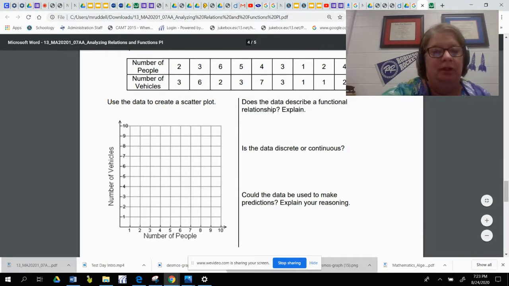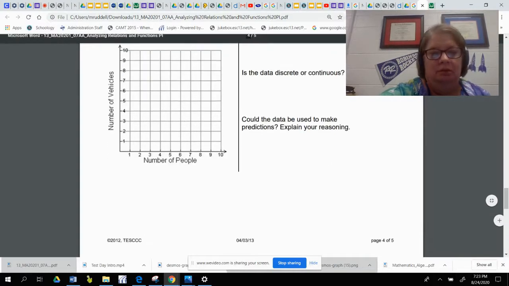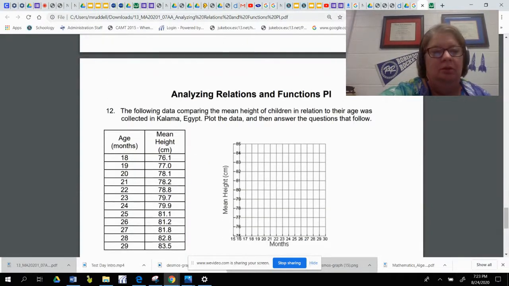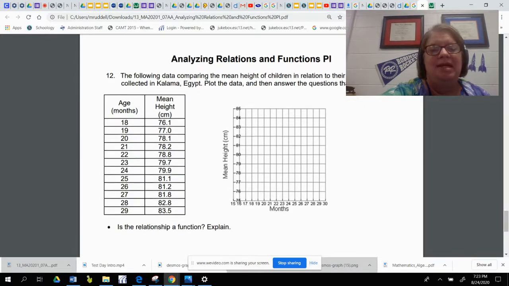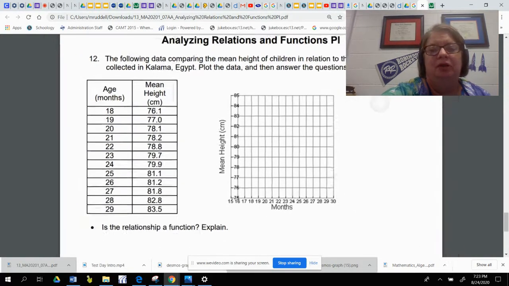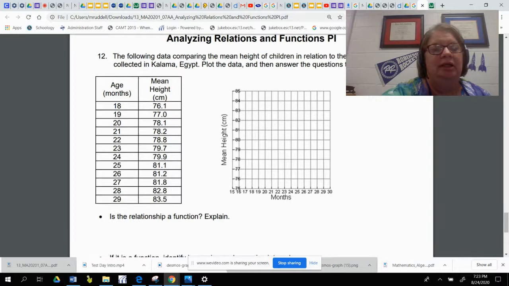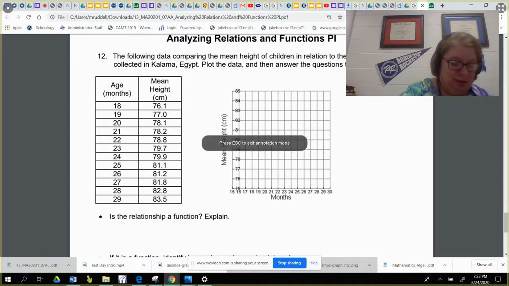One more problem and we're done. The following data comparing the mean height, mean is average, of children in relation to their age was collected in Kalama, Egypt. Plot the data, answer the questions that follow. All right. Here we go with our little graphing. And these are going to be estimates. It's going to be hard to be precise with 76.1 and 78.1 and that.